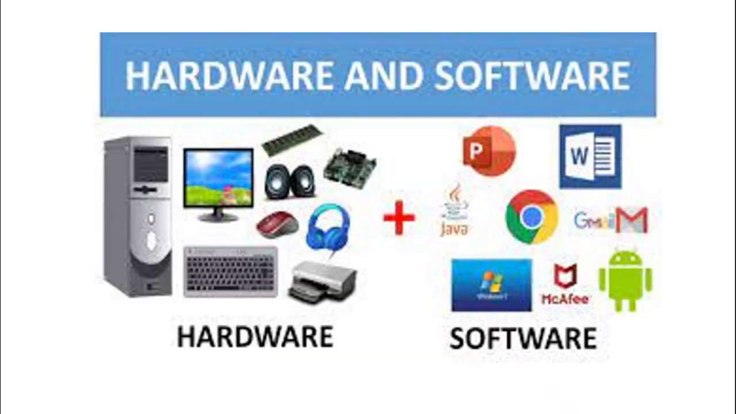So first of all, we know the computer. What is a computer? Whenever we think about a computer, we remember the keyboard, monitor, CPU, etc. The computer is based on two things: hardware and software. The hardware is the parts of the computer, and you can see different hardware here. On this side you can see the software, the programs. Both hardware and software are utilized in a computer.